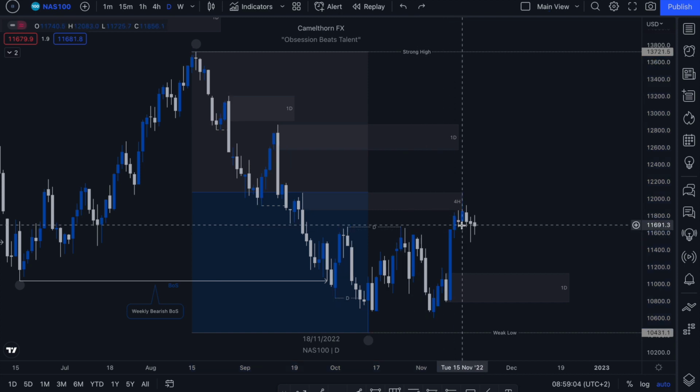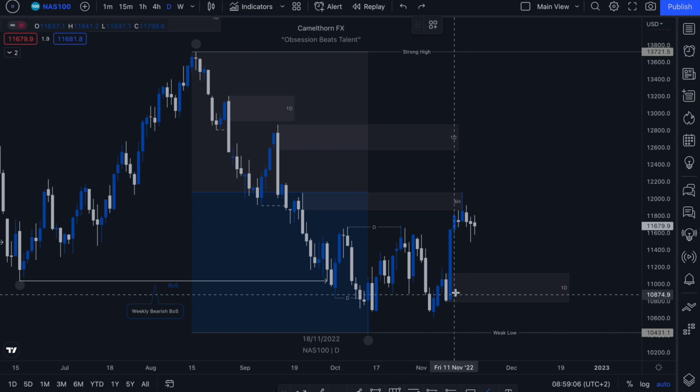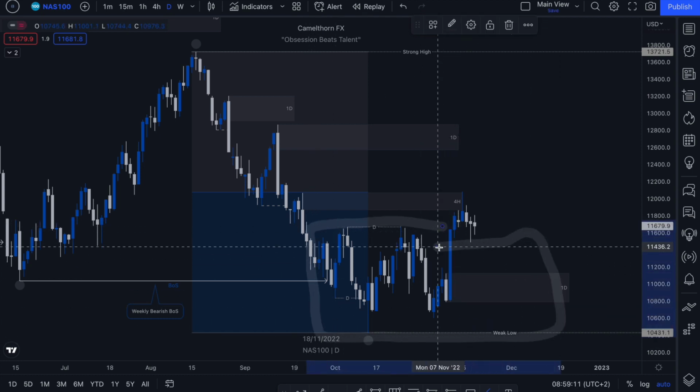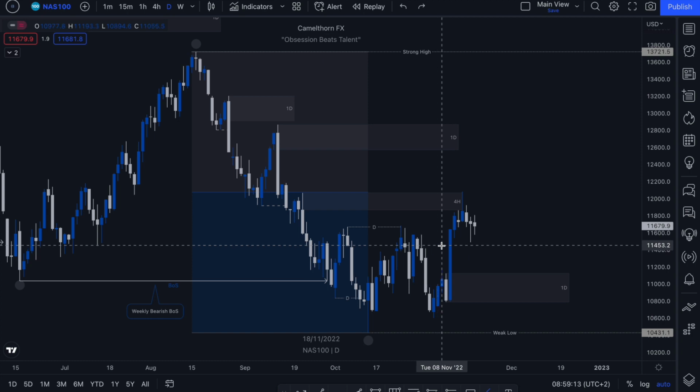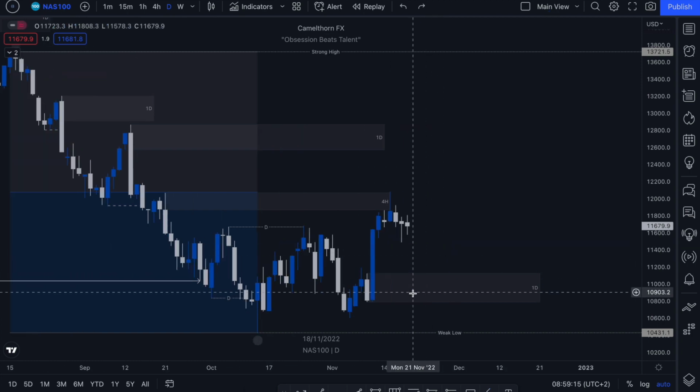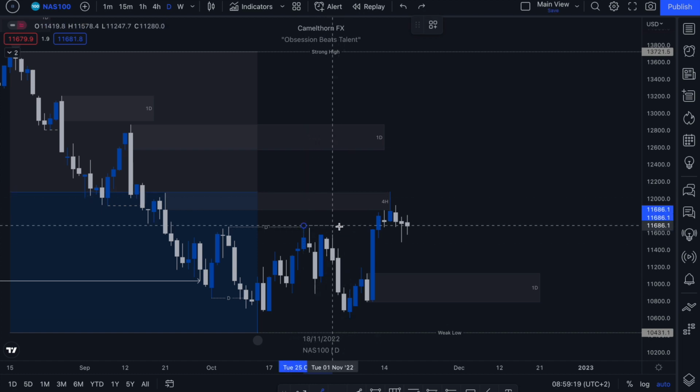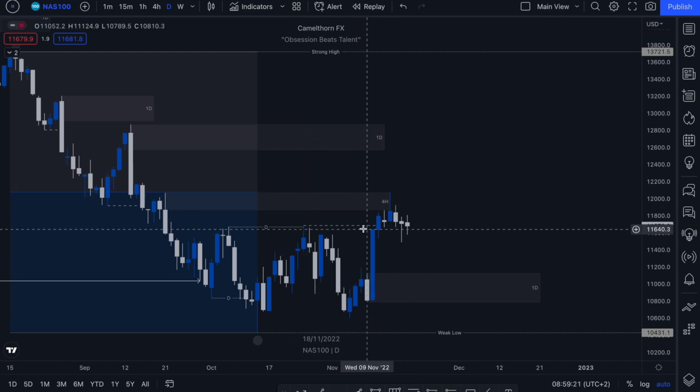Now, some pattern traders may identify this as a potential inverted head and shoulders pattern. By all means, you can mark it out as that. But from a daily point of view, essentially what we have is this bullish break of structure in here.